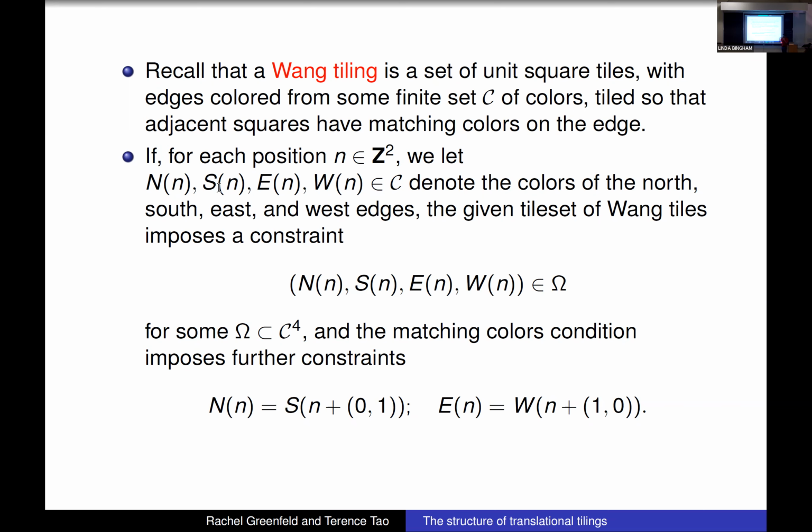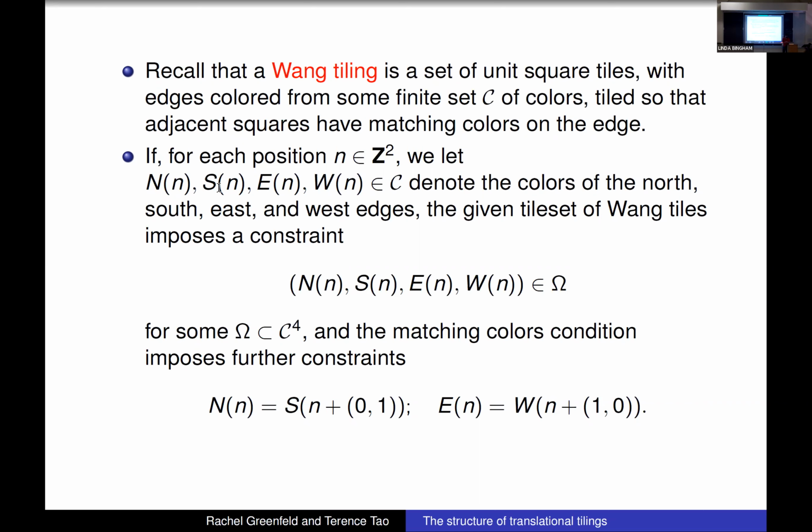And you have a specific set of tiles you're allowed to use. The constraint that you can only use those tiles is a constraint that at every given location, the north, south, east, west colors have to lie in a certain set. So there's some nonlinear constraint on the color set. That's one condition. But also the colors have to match. So the domino condition is things like, for example, the north color of n has to equal the south color of n plus (0, 1). These are the constraints that define a Wang tiling, and these are the constraints that we have developed a language to express.